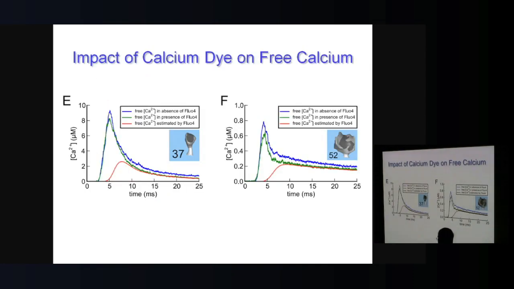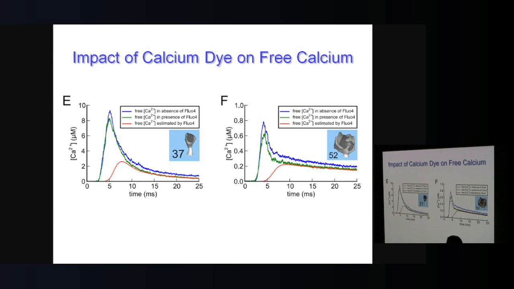Now, here is what you can do with the model that you can't do with experiment, just to give you, again, a taste of the consequences of having gone through this exercise. So first of all, we're going to be doing the simulations of two different spines. Here's a small spine, and here's a very big one. There's 2 orders of magnitude in terms of the differences in the size of the spines. And what we're doing here is comparing, we put into our model Fluo-4, which is a calcium indicator. We know the on and off rates, so we can do that very accurately.